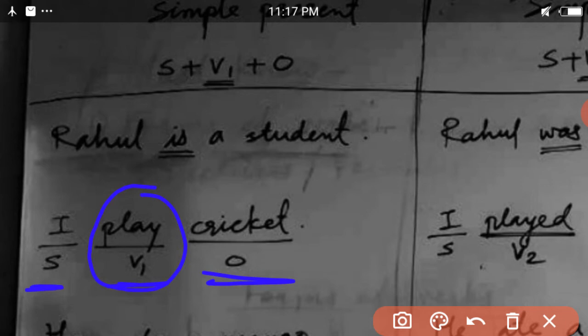What is the V2 form of the word play? I have given this in the table of forms of verb. Play, played, right? So at the beginning we can keep the subject and object as it is. So let us see how the answer will be. The verb play will be changed with its second form, that is played.